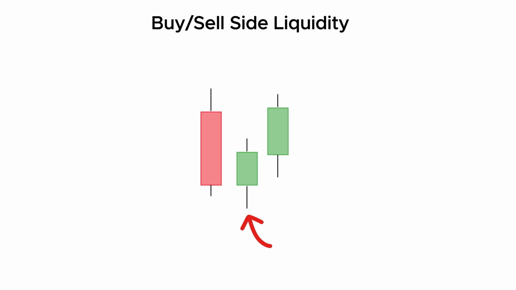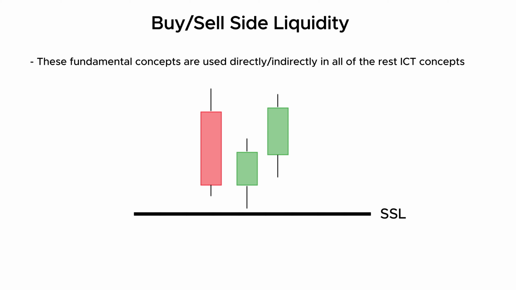Right below a swing low, there are a large number of stop loss orders from buy long trades, which are sell stop orders. And there are also a lot of sell stop orders from traders that want to place sell short orders if price breaks the swing low. In ICT concepts, this level represents sell-side liquidity. The identification of buy-side liquidity and sell-side liquidity levels is very important in market analysis and trade entry models. These basic fundamentals are used directly and indirectly in all ICT concepts, so make sure to master them.